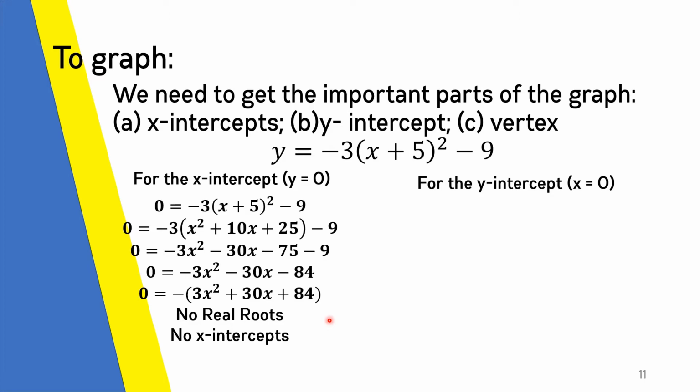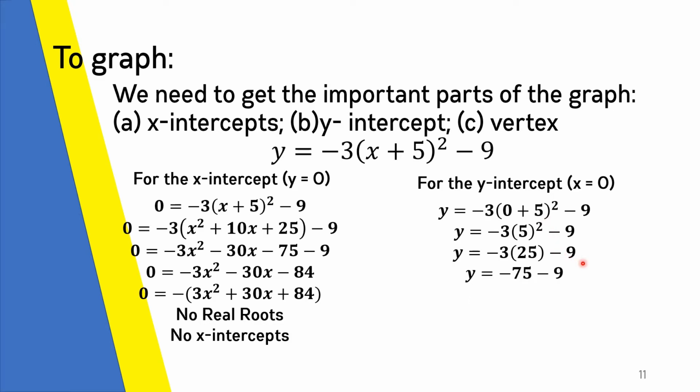Okay, so for the y-intercept, let's have this one. Y is equal to negative 3 times 0 plus 5 squared minus 9. So we have here 0 plus 5 is 5, then it is squared, then minus 9. We have negative 3 times 25, which is the square of 5, minus 9. Negative 3 times 25 is negative 75 minus 9, and negative 75 minus 9 will give you negative 84. Therefore, the y-intercept is negative 84.